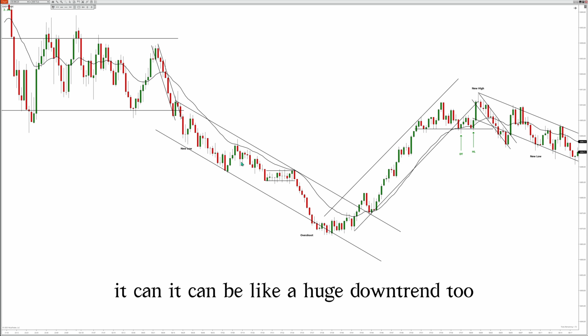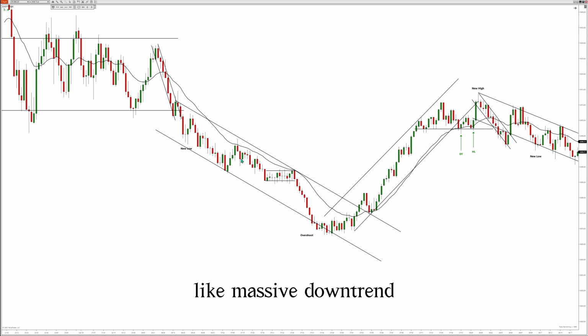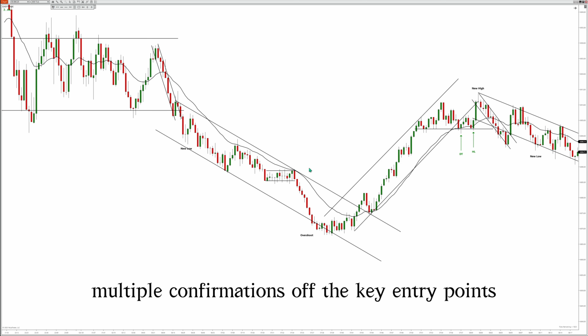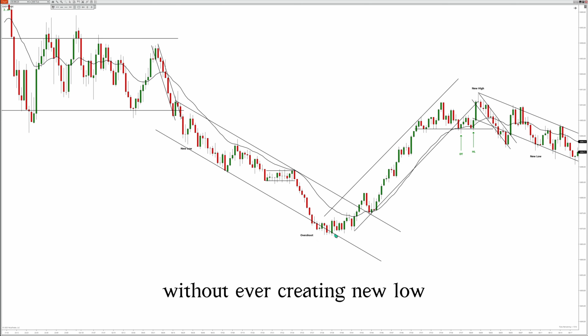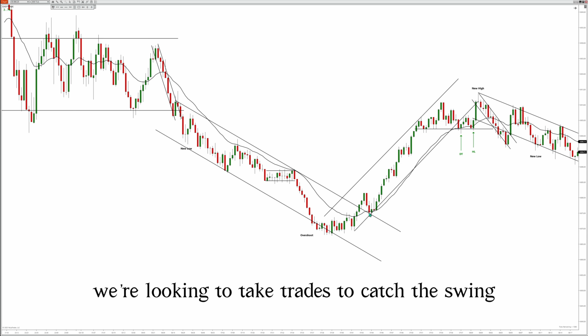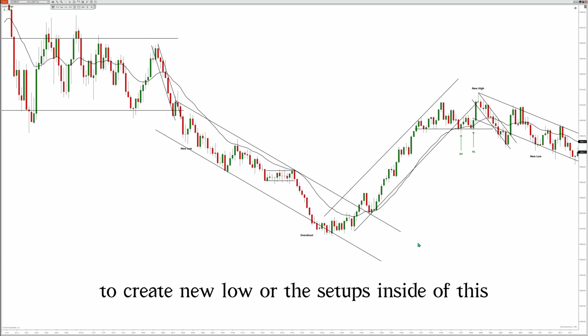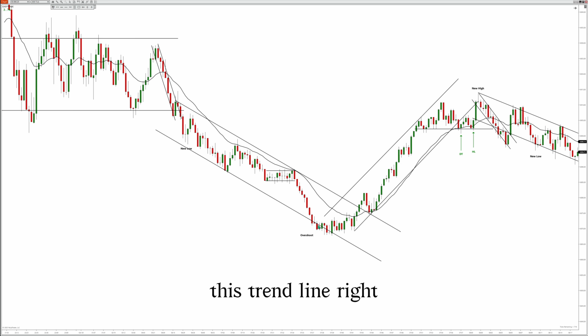I mean, it can be like a huge downtrend too, like a massive downtrend, multiple confirmations off the key entry points, and it'll have an overshoot and it'll just completely reverse the market without ever creating a new low. Because that's what we're looking for, right? We're looking to take trades to catch the swing to create a new low, or the setups inside of this trend line, right? That's why I have those rules at the beginning of my video, right after my intro.